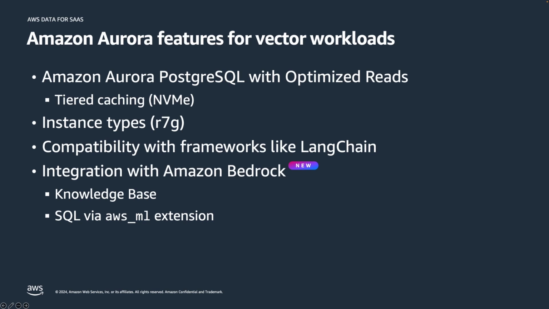LangChain: integrating your GenAI applications with pgvector using open source frameworks like LangChain simplifies semantic search over your vector data. Another aspect is the native integration of Amazon Bedrock with Aurora. You have two options to enable this integration. You can use the Amazon Bedrock knowledge base feature, or you can use the AWS ML extension for SQL-based integration.